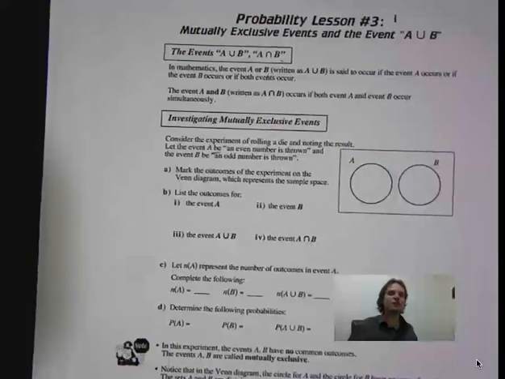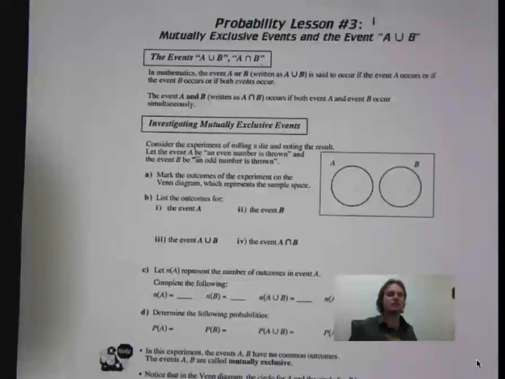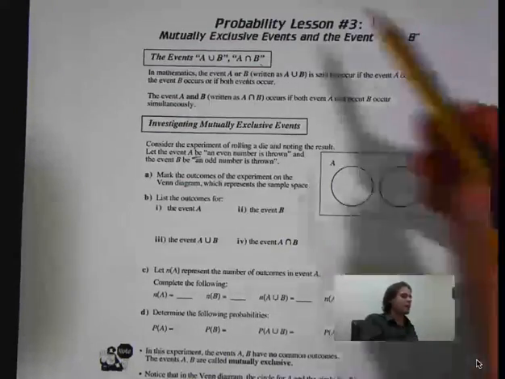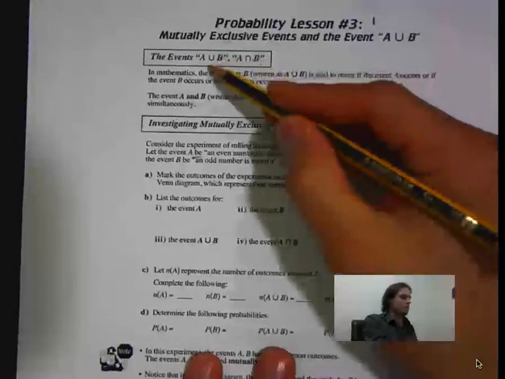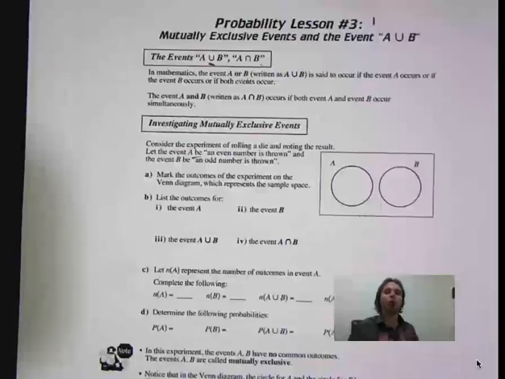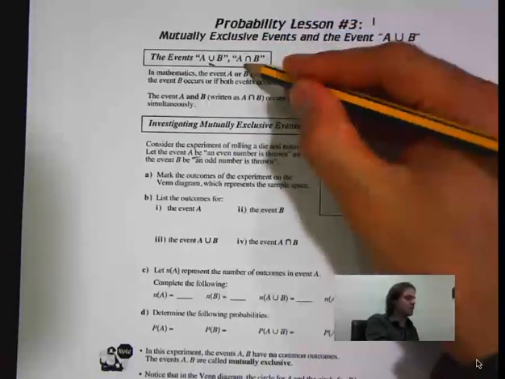Hello Math30-2 and welcome to Mutually Exclusive Events, the probability of mutually exclusive events. So today we're going to be looking at and and or again. Remember from the unit before when we did and or? Well, it's coming back. So remember, the union sign means or, the intersection sign means and.